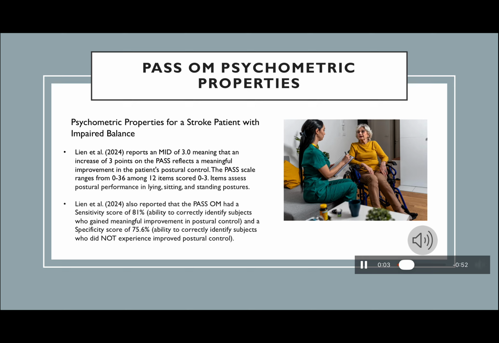Key psychometric properties for a stroke patient with impaired balance in relation to the PASS outcome measure. In a study by Lean and colleagues in 2024, the minimal important difference, or MID, for the PASS outcome measure was reported as 3.0. This means that an increase of 3 points reflects a clinically meaningful improvement in a patient's postural control. To put that in perspective, the PASS is scored on a 0 to 36 scale across 12 items, each rated from 0 to 3, and it assesses postural performance in lying, sitting, and standing positions.